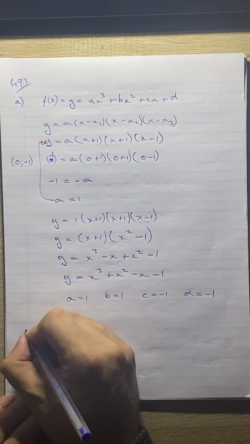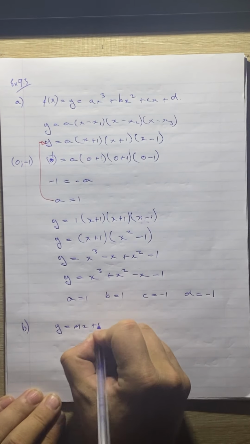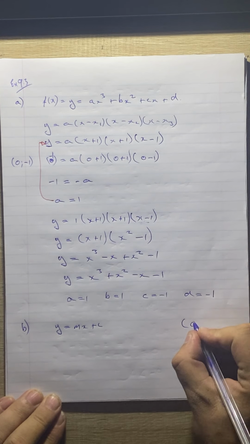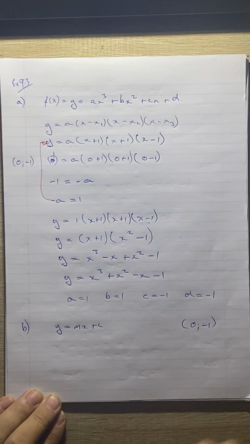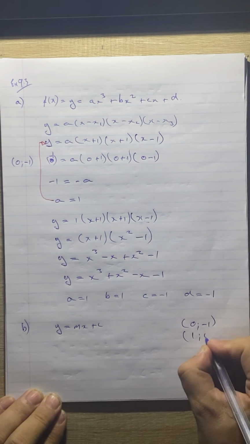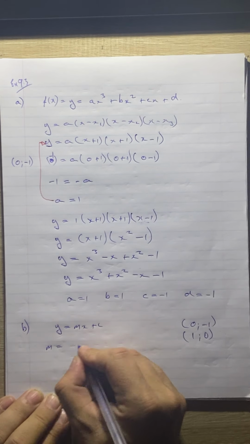So I'm going to try and fit it all in here for you guys. So y is equal to mx plus c. We've got 2 points. The one is this (0, -1), which was the y-intercept. And we have that other x-intercept, which is (1, 0). To find this, we use the gradient formula.